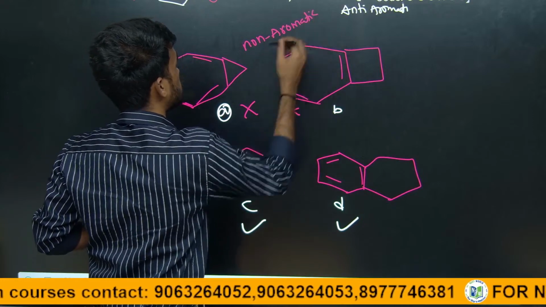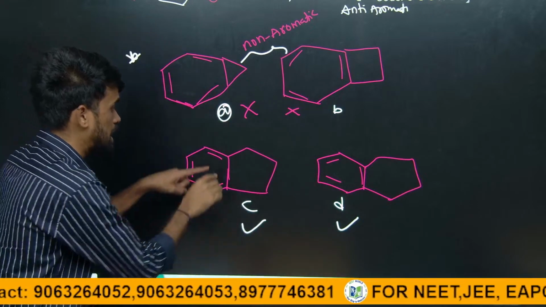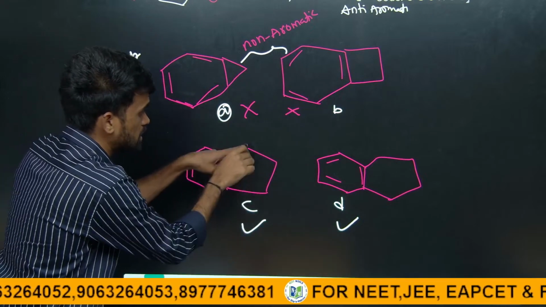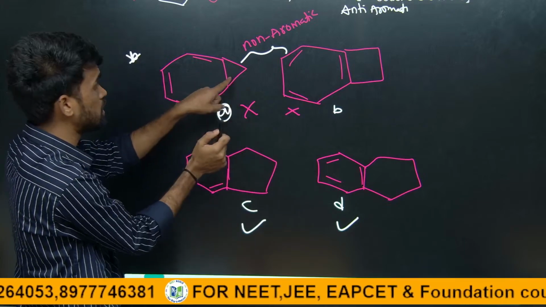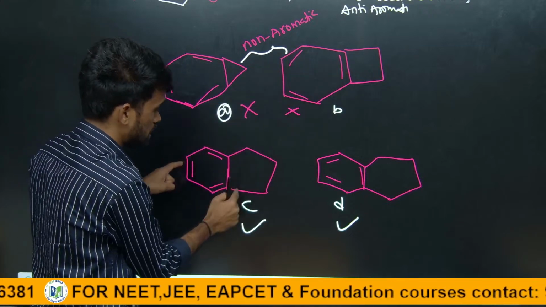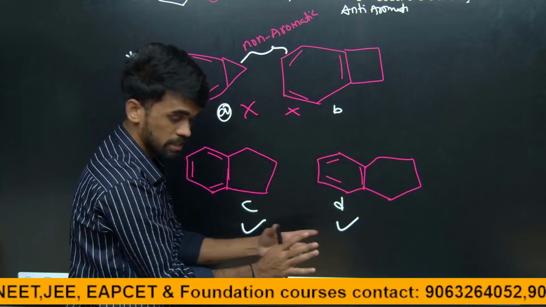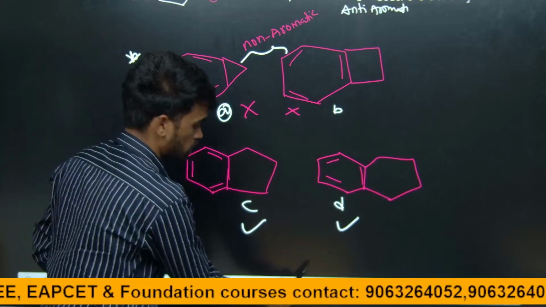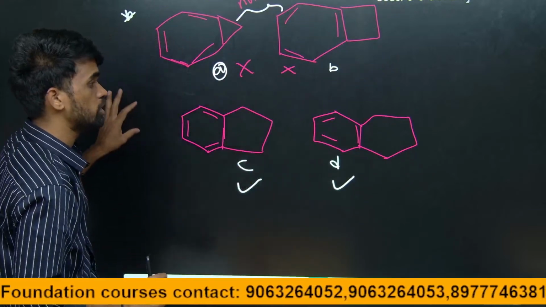These two are non-aromatic, but C and D are aromatic. At least one ring is aromatic now, and there is no strain in this 5-membered ring, but there is heavy strain in the 3-membered and 5-membered rings. So these are non-aromatic. This and this ring are aromatic, therefore overall compounds are aromatic, C and D. I think it is clear. Okay. So the answer for this is C and D are aromatic. Yes, like this you need to answer.